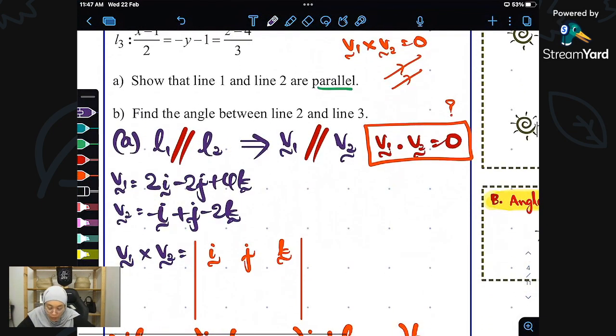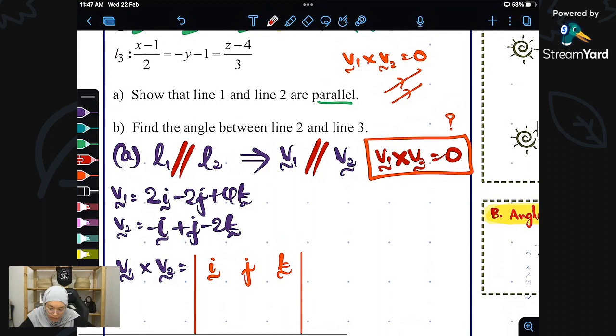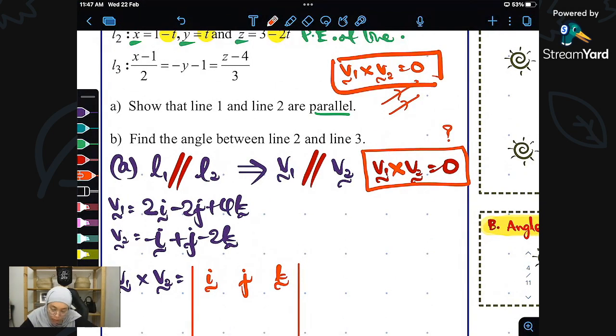So we want to do cross product. Oh god, it's a cross product guys. Sorry, it's not dot. It's supposed to be cross. Kenapa saya letak dot dekat situ? It's supposed to be cross product. My god, I'm so sorry. Ini saya dah buat tadi cross. Lepas tu saya buat dot pula. I'm so sorry. Please know that it's a cross product.